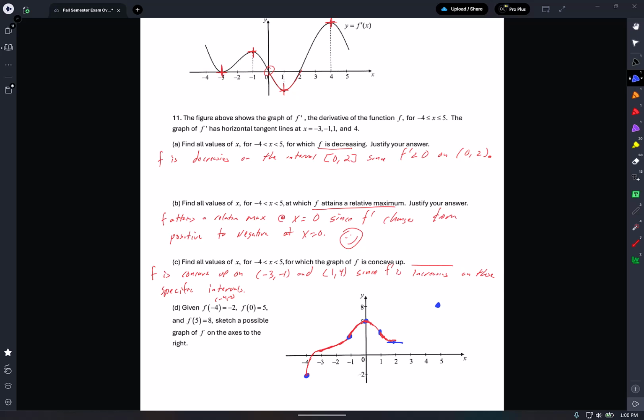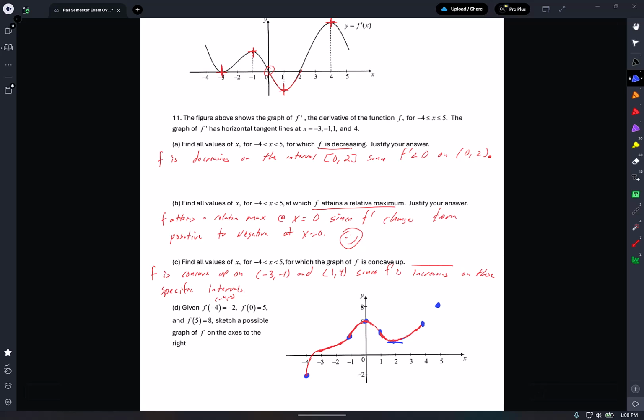See? So now from 2 all the way to 4, I am increasing and I'm still concave up. And don't go too extreme because at 5, you better be at 8 there. So here it is. Let me go back to red. I'm increasing concave up. And bam, right at that moment, I better be changing concavities.